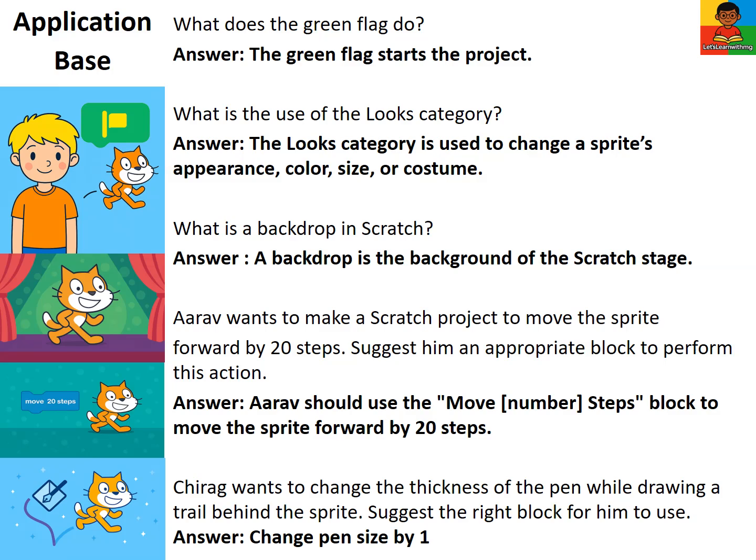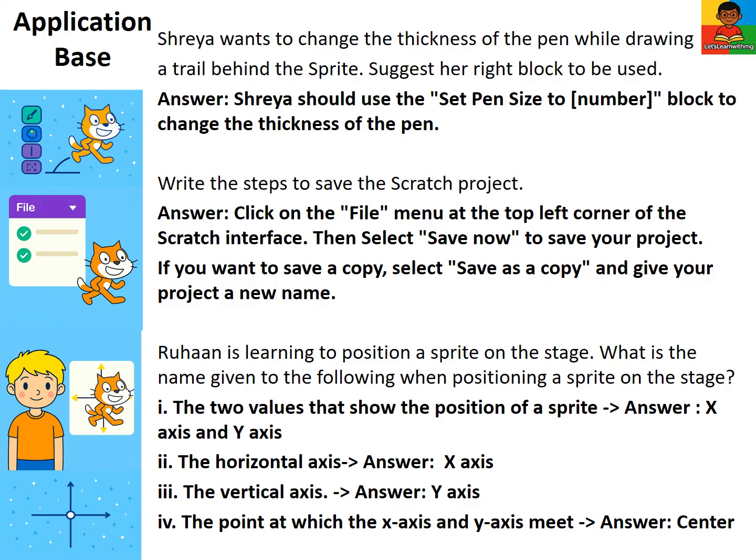Chirag wants to change the thickness of the pen while drawing a trail behind the sprite. Suggest the right block. Answer: change pen size by 1. Shreya wants to change the thickness of the pen while drawing a trail behind the sprite. Suggest her the right block. Answer: Shreya should use the Set Pen Size to Number block.